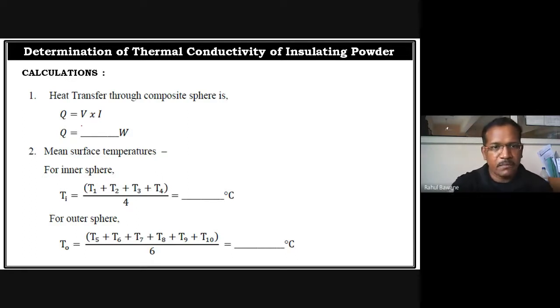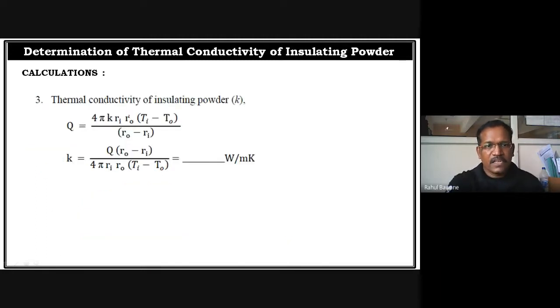Now the mean temperatures. The average temperature of the inner sphere: the inner sphere has 4 thermocouples, so take an average of these 4. So it is Ti, the inner sphere temperature. For the outer sphere temperature, take an average of the outer sphere thermocouple readings. So it gives To, the temperature of the outer sphere. So we have two values: the inner sphere average temperature and the outer sphere average temperature.